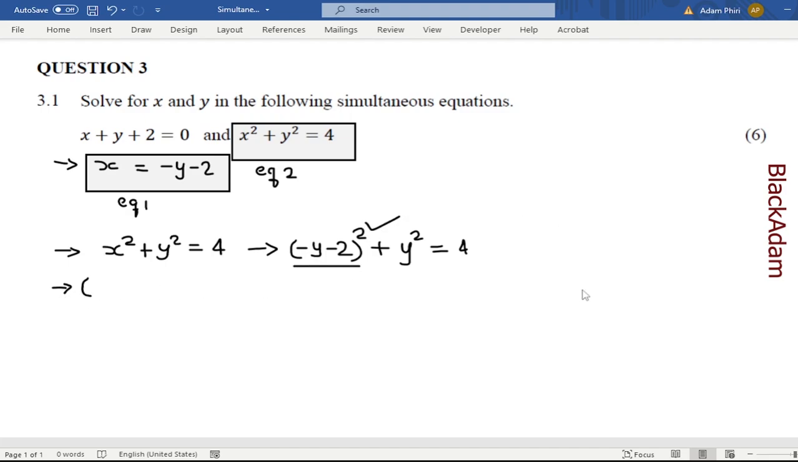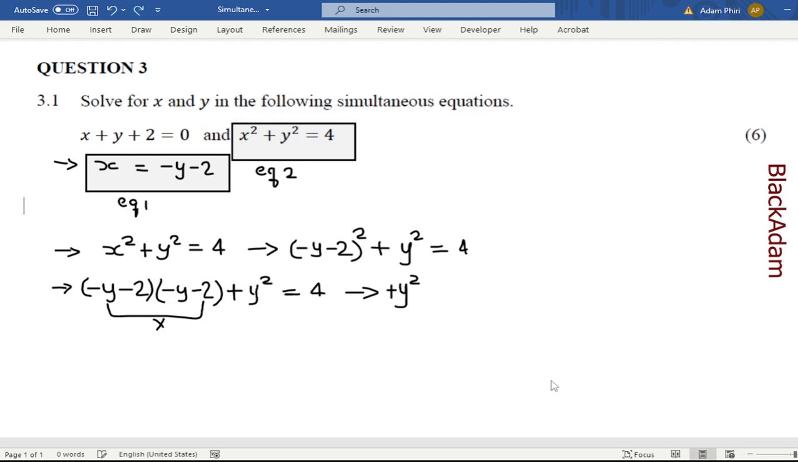So expanding that, negative y negative 2 squared means we have two of them. So negative y negative 2 multiplied by negative y negative 2 plus y squared is equal to 4. So that's what we have. And then from there, negative y times negative y, negative times negative is positive, and y times y is going to be y squared.